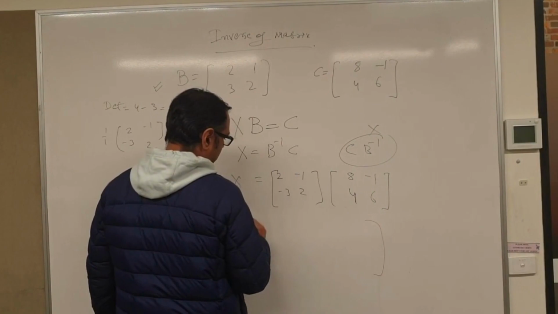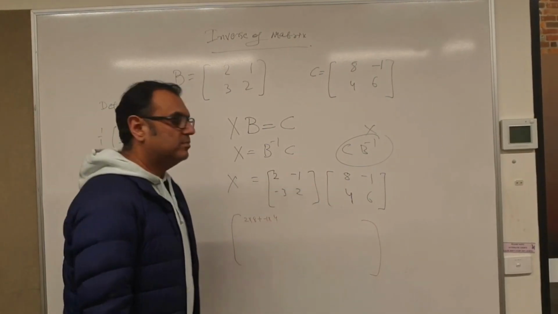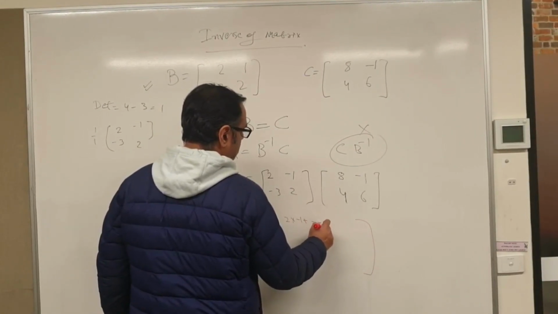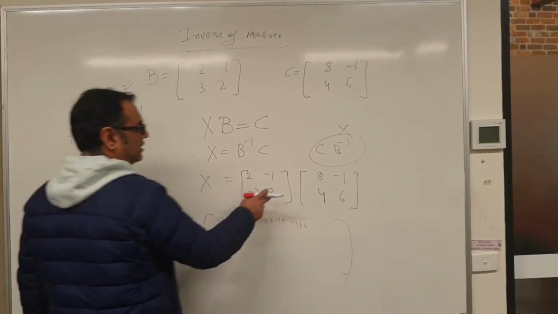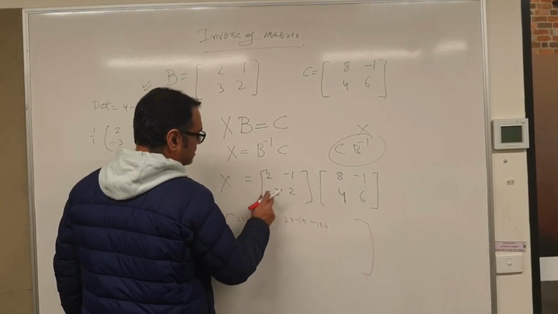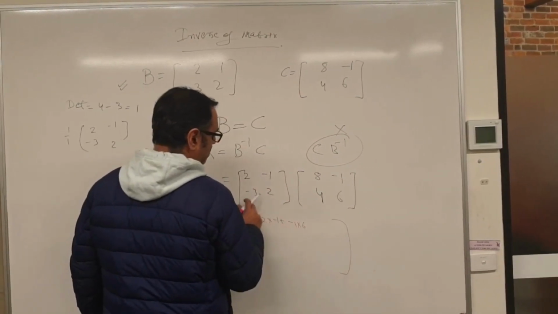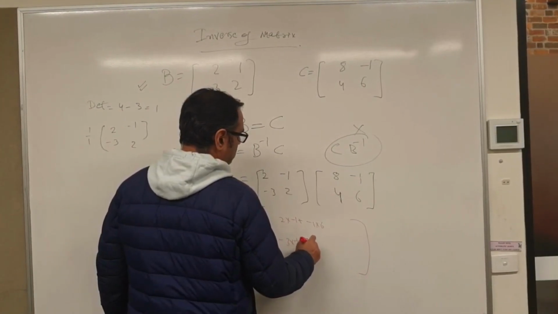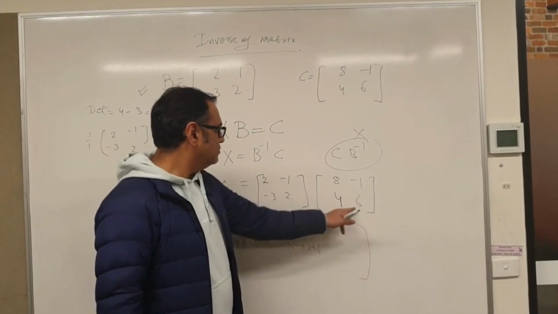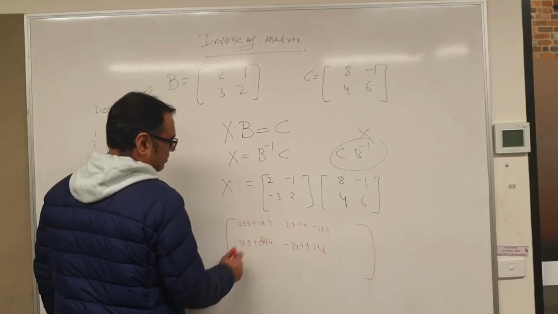First row, first column, 2 times 8 plus -1 times 4. Go to the next column, same row: 2 times -1 plus -1 times 6. Then switch the row here: -3 times 8 plus 2 times 4. And then switch the column: -3 times -1 plus 2 times 6. Mitch, is that okay? Yeah. And a plus always comes underneath when you're switching the elements. And you solve it. Okay, we can give you the final answer.